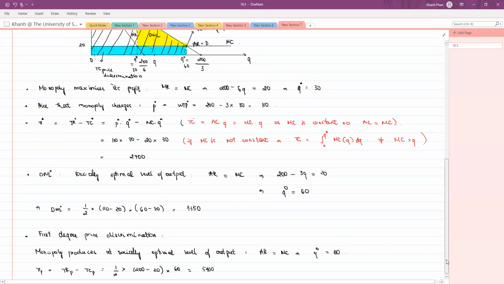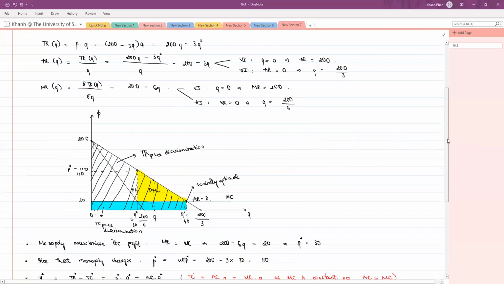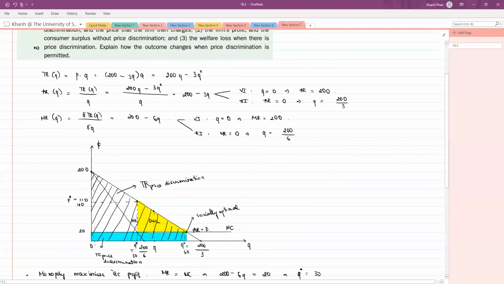Okay, so the profit for the firm in this case is a lot higher than the profit before, because the firm can use first degree price discrimination to extract all the consumer surplus. And as you can see, all of the deadweight loss before has now become part of the firm's profit. There isn't any deadweight loss anymore because the firm is producing at the socially optimal level of output.